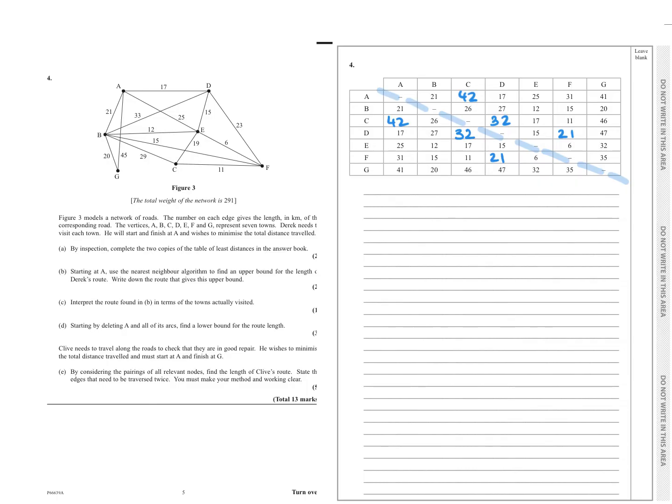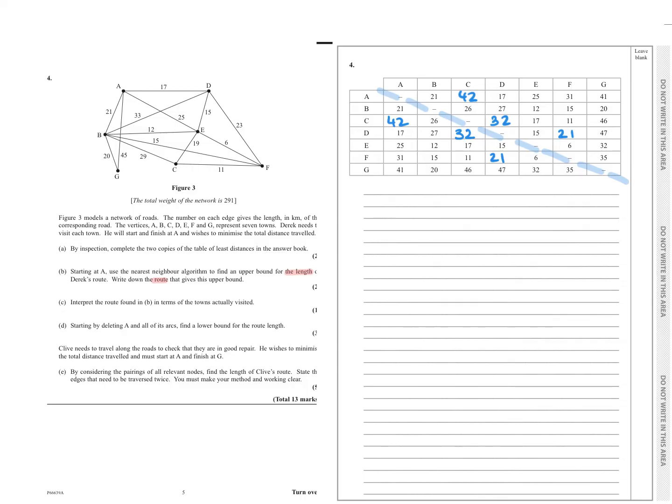Okay. Right, next up. It then says, by starting at A, use the nearest neighbour method to find an upper bound for the length of Derek's route. Write down the route that gives the upper bound. Sometimes we're not asked to write down the route, but here we are asked to write the route, and we need to work out the length. Some of us have worked out the length but did not write down the route. It's really important we read the question.